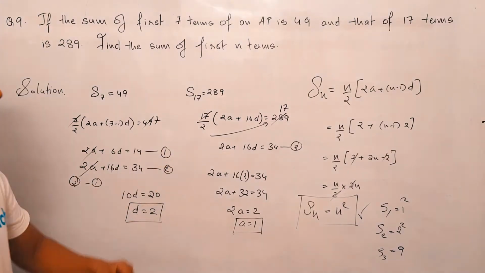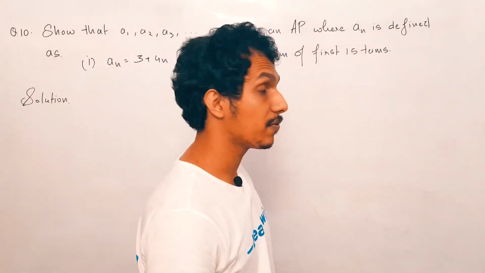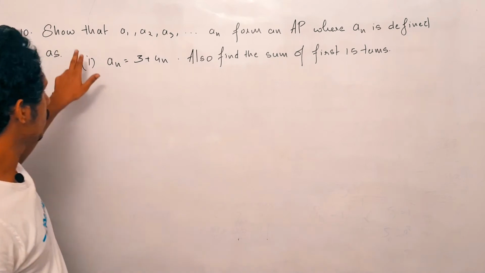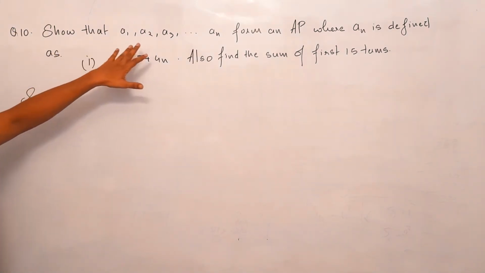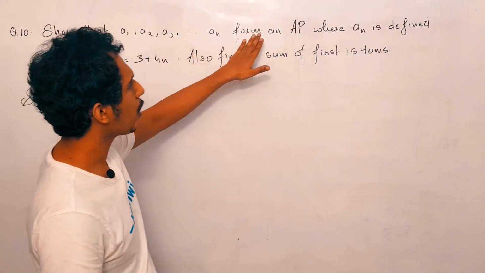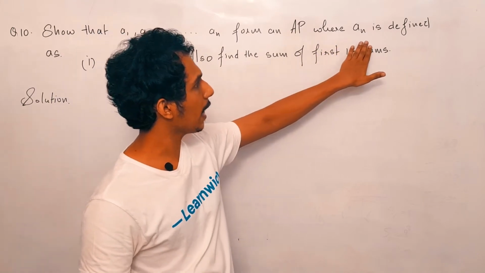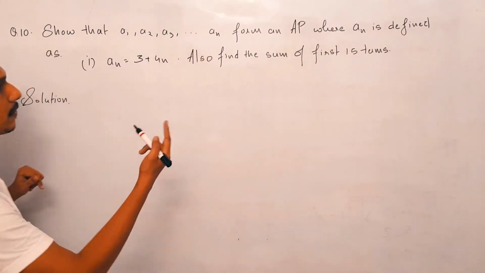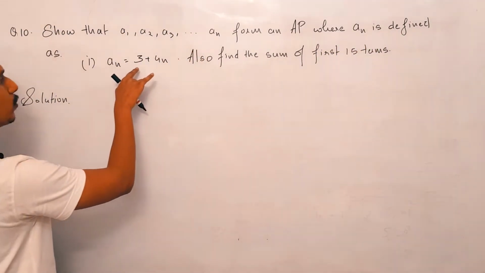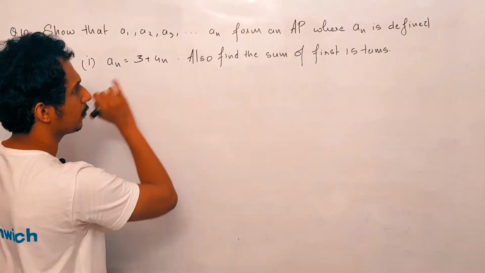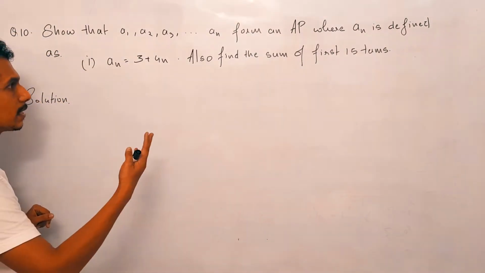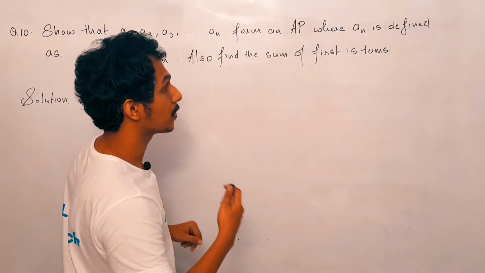Okay, so let's move to the next one. Here is a new type of question which says, show that a1, a2, a3, up to an forms an AP where an is defined as an is equal to 3 plus 4n. Okay, that's how an is defined. Also find the sum of first 15 terms.